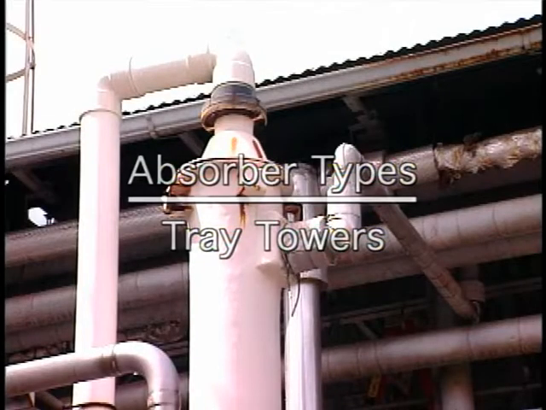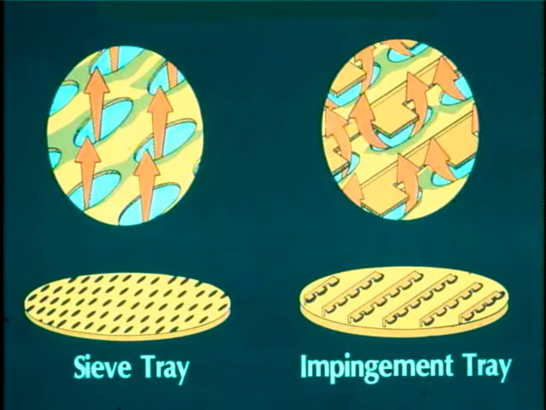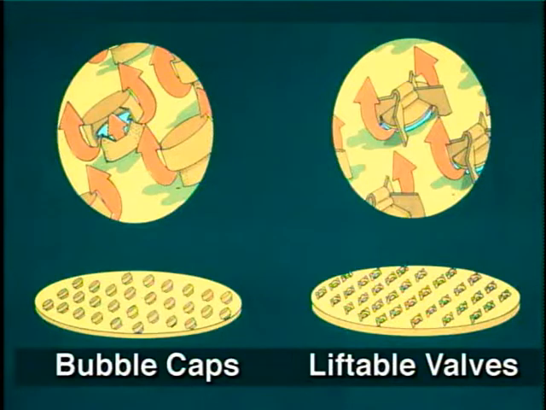The tray tower is a vertical column with one or more trays mounted horizontally inside. The simplest tray is a perforated plate that is referred to as a sieve tray. Other tray designs include impingement trays that have small impingement targets above each perforation to enhance gas-liquid contact, bubble cap trays that can operate over a wide range of gas and liquid flow rates without adversely affecting collection efficiency, and valve trays that have liftable valves or caps that improve gas-liquid contact when the gas flow rate varies.